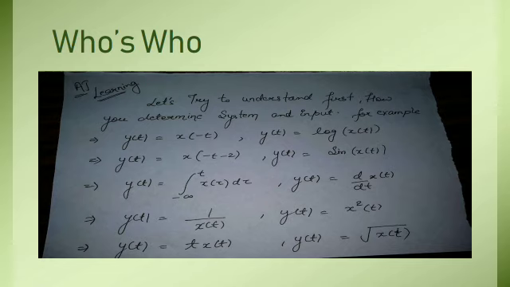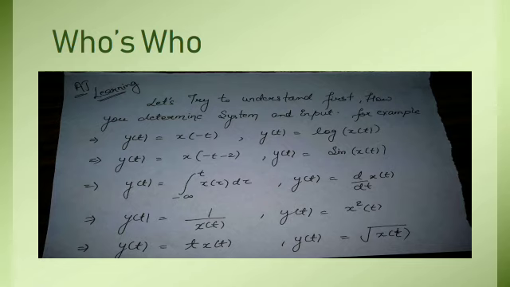We have to understand what is input and what is a system. Say for example, y(t) equal to x of minus t. So here the input is which is defined inside the function of x. The input is minus t, and what is the system? The system which is multiplying with x. Here the system is 1, which is multiplying with x of minus t.